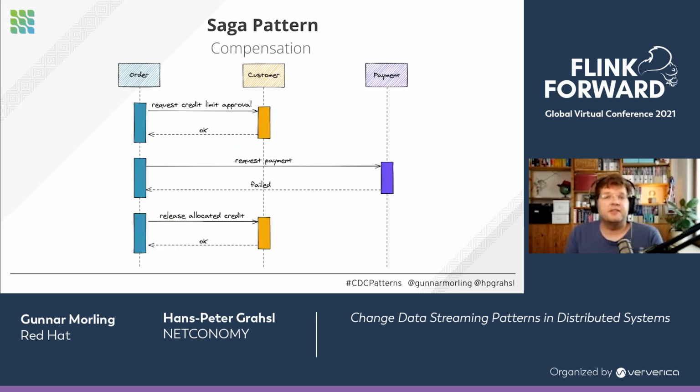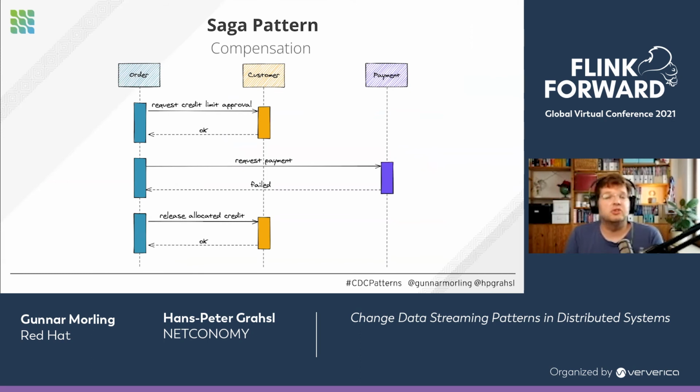So let's look at it from the perspective of this sort of execution flow here. And what we see there is this compensating transaction situation. So first of all, the order system does this credit limit approval request with the customer system. This succeeds. So now we know we can go to the payment system and request a payment. And now let's assume this payment fails. So this is where this compensating transaction comes into the picture.